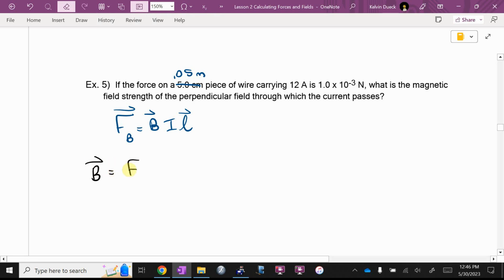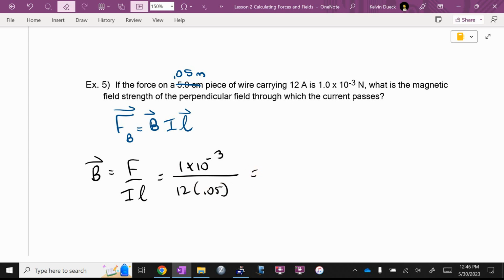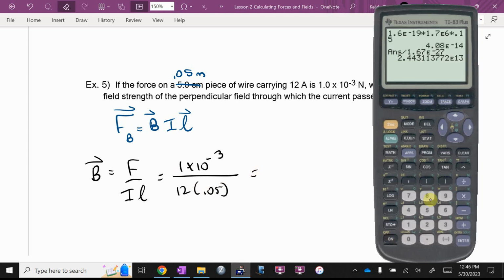It's going to be the force divided by IL. You could work your way backwards and say, how strong a magnet do I need? It's going to be 1 times 10 to the negative 3 divided by 12.05. That's a typo. Did you get 0.001 and then 6 repeating? I'll go 1.67 times 10 to negative 3.